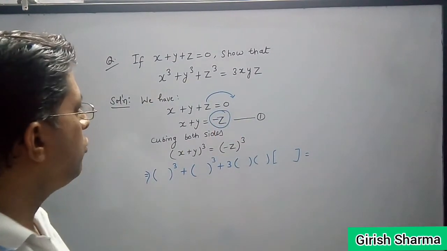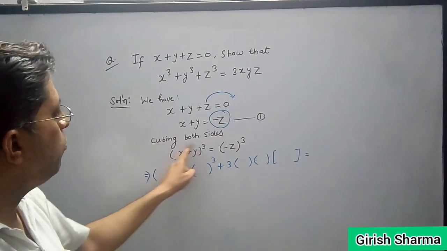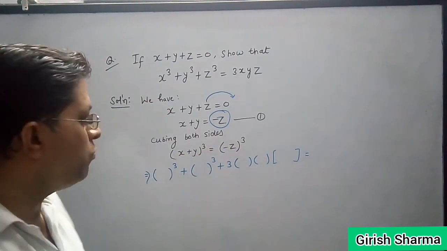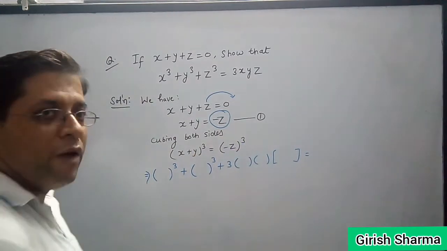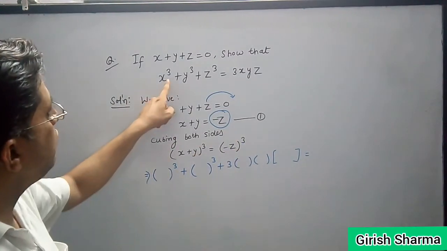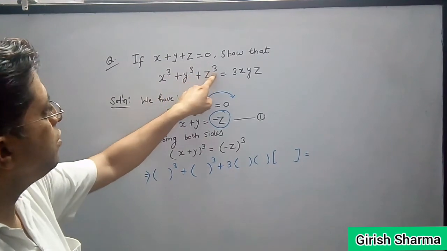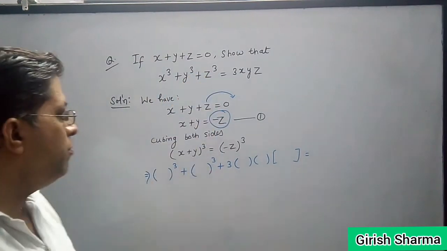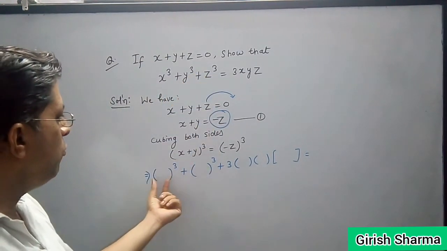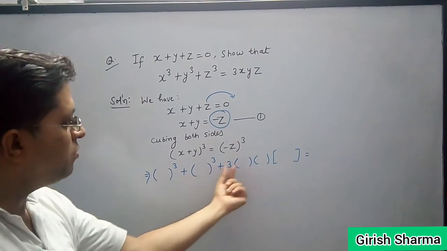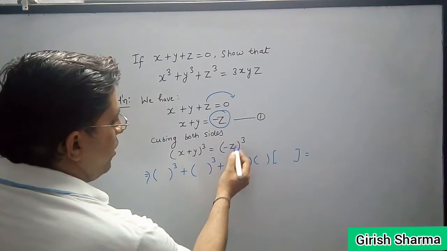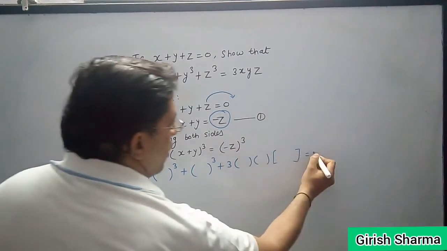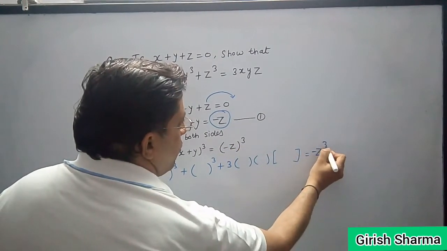Now what to do, I am taking cube both sides, cubing both sides. So power 3 is here and power 3 is here. Why I am taking cube? Because in the LHS it is given to you cubic term. So what is a plus b whole cube? a cube plus b cube plus 3ab, a plus b. And here minus z cube. You have to write minus z cube.